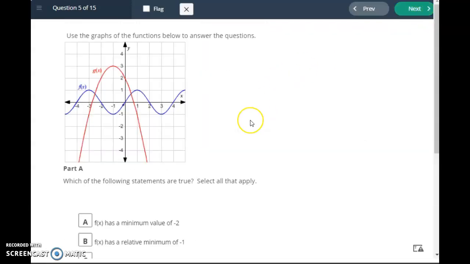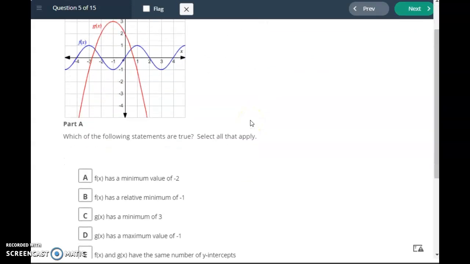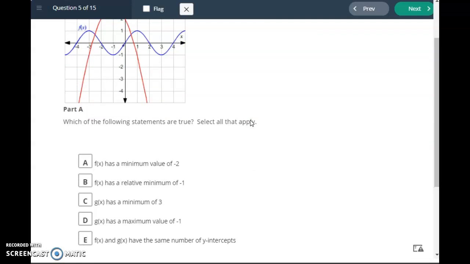Alright, we're going to use the graphs of the functions below to answer the questions. Which of the following statements are true? Okay, so we've got g of x in red and f of x in blue. F of x has a minimum value of -2. No, f of x fluctuates between 1 and -1. It never goes to -2.